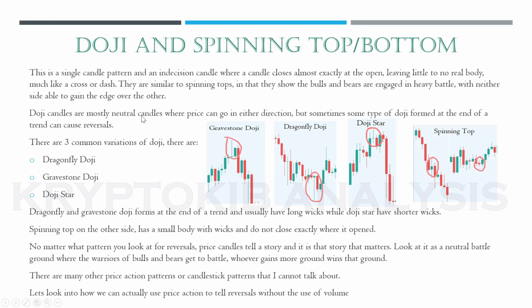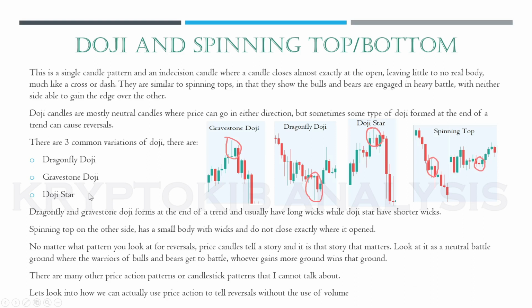Doji candles are mostly neutral candles where price can go in either direction, but sometimes some type of doji formed at the end of a trend can cause a reversal. That is the morning star and the evening star formation we had, where the doji star formed a pattern which led to reversals. There are 3 common variations of doji. They are Dragonfly Doji, Gravestone Doji, and the Doji Star.